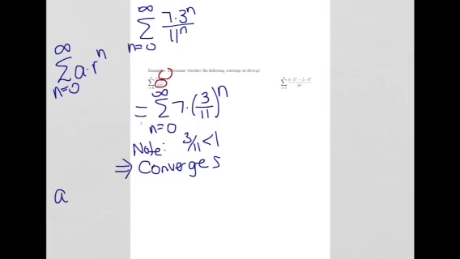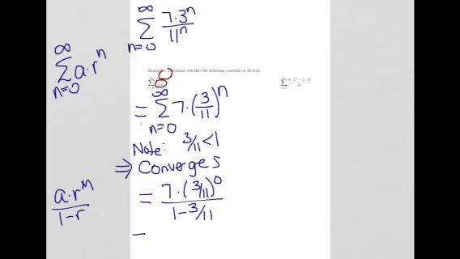Remember, it's a times r to the m over 1 minus r. So in this case, we know that the sum is going to equal 7 times 3 11ths to the 0 over 1 minus 3 11ths. And if we simplify that fraction, I think we will get 7 over 8 11ths. And if we simplify that, we should get 77 over 8. So that's our first example of a geometric series.